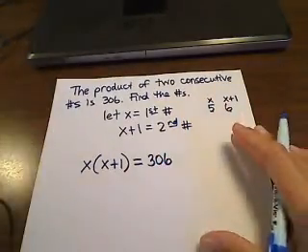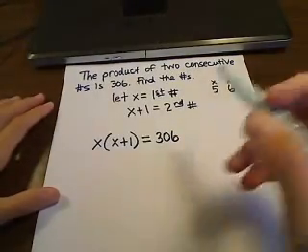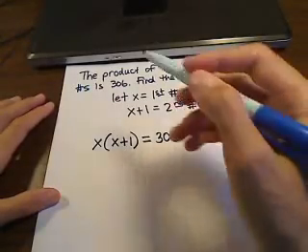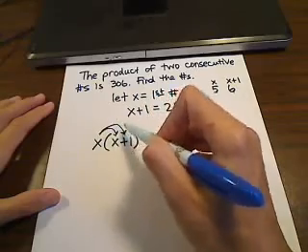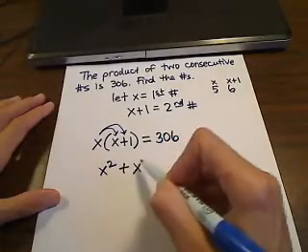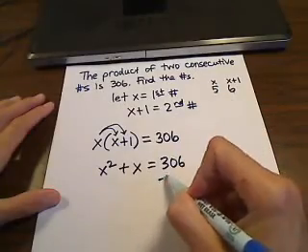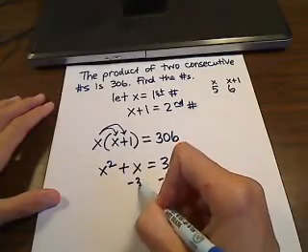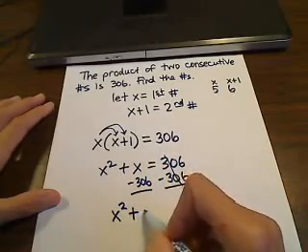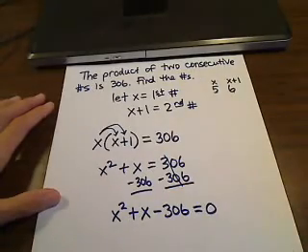Once you have the problem set up, you're done with the word problem part of it, and you're just solving. This is going to be a quadratic, and the only way to solve it is to set it to 0. So I'm going to take my x and distribute. This becomes x squared plus x equals 306. Then I'm going to subtract the 306 from both sides, so I have x squared plus x minus 306 equal to 0.